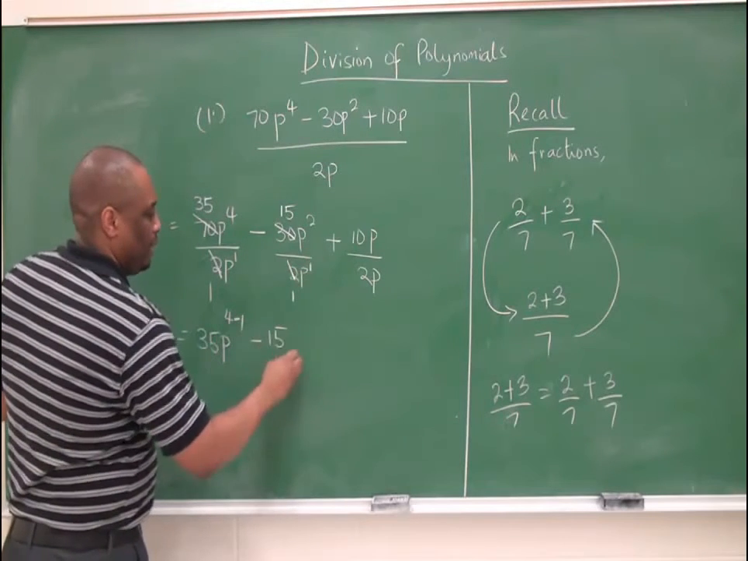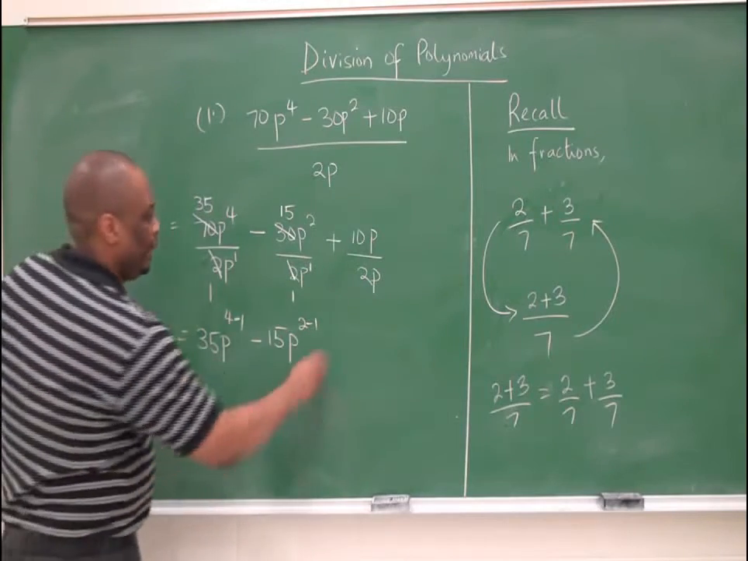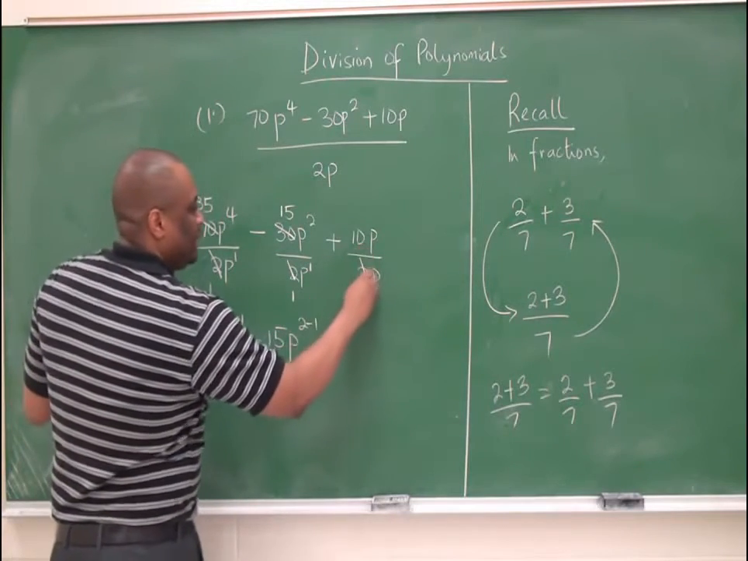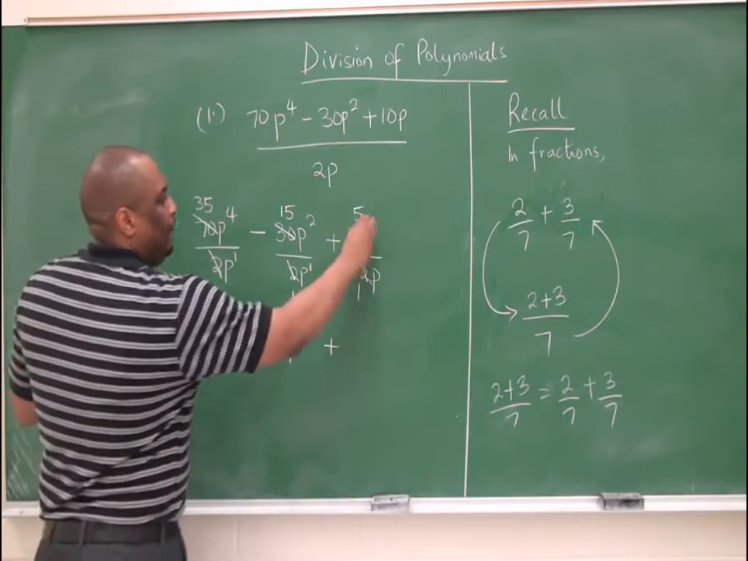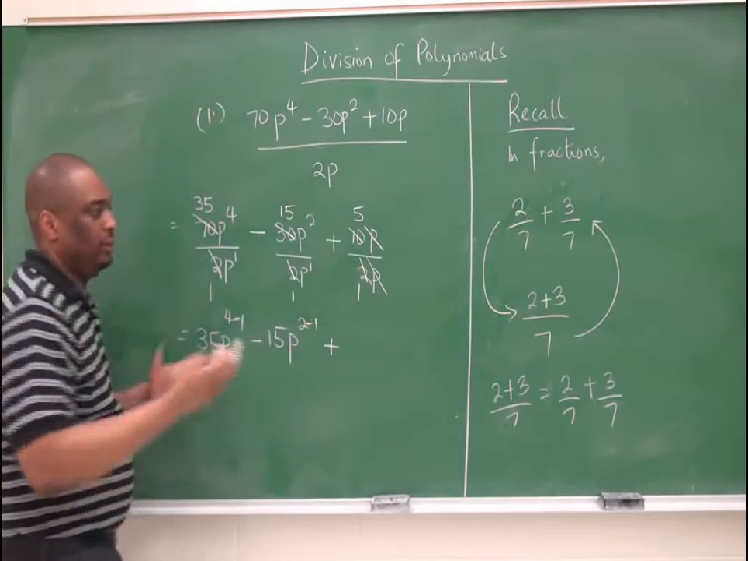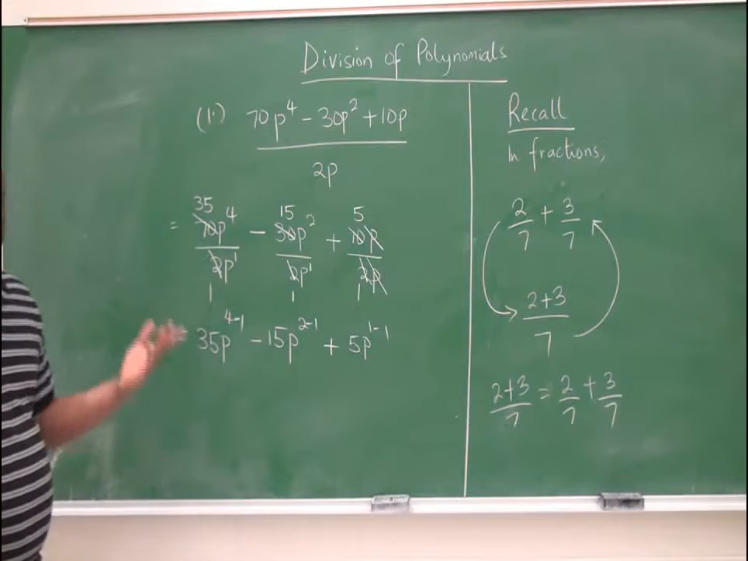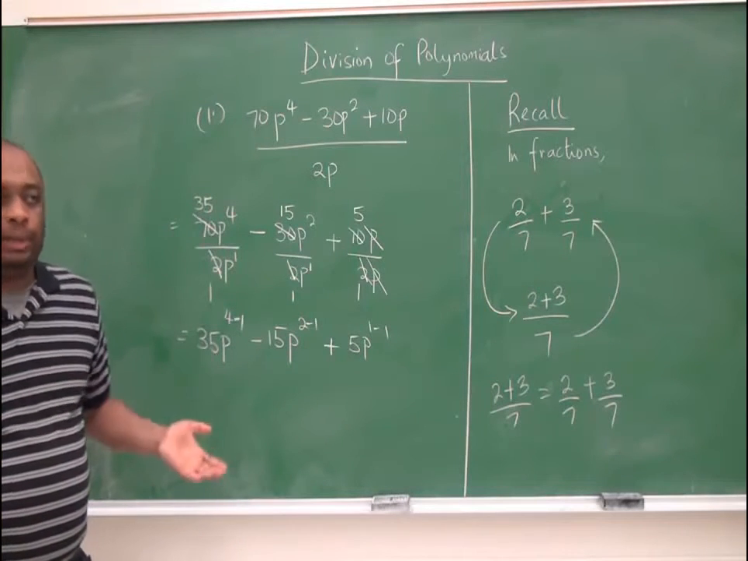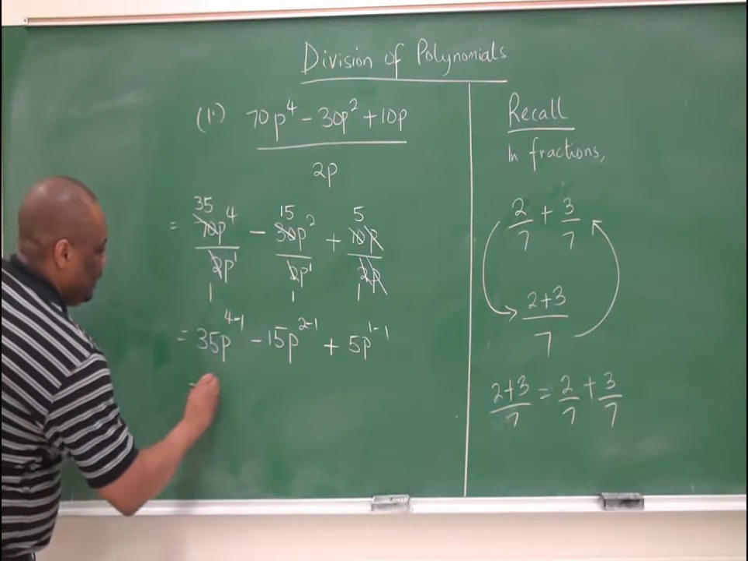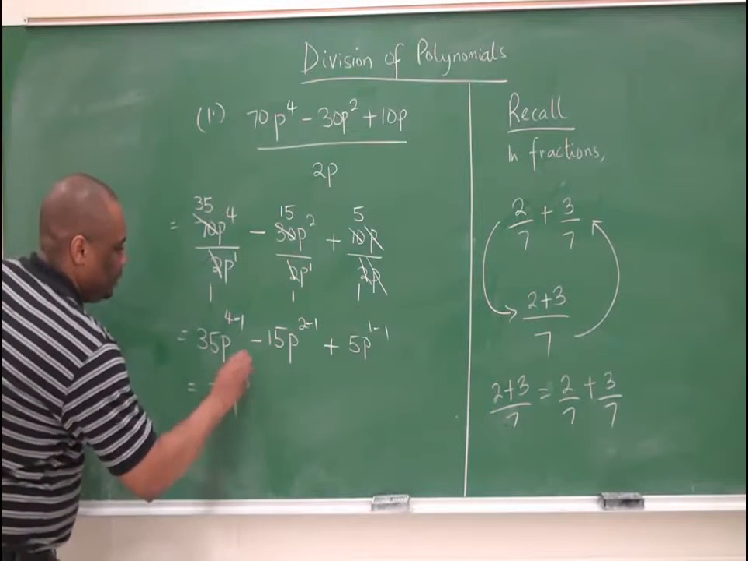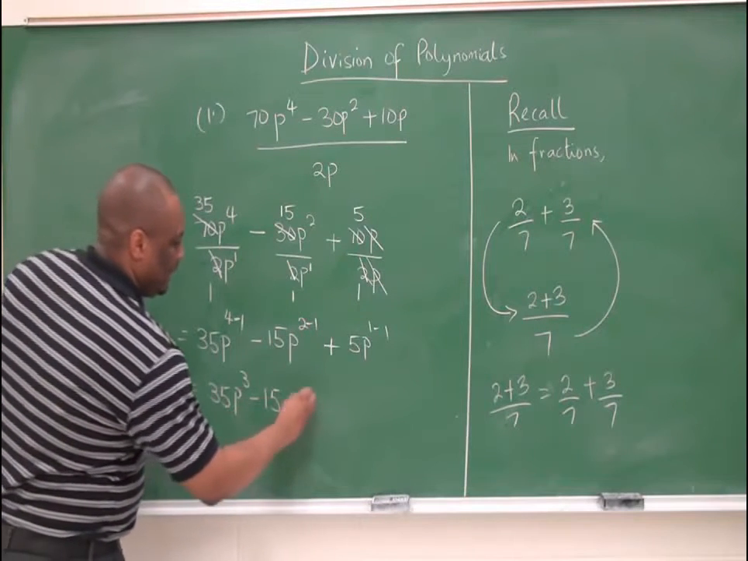This means p raised to power 1, so this is p^(2-1). Plus, here, 10 divided by 2 gives you 5, and p divided by p gives you 1, or you can say 5p^(1-1). Remember, anything raised to power 0 is 1. So this will now be 35p cubed minus 15p, since 2 minus 1 is 1, then plus 5.